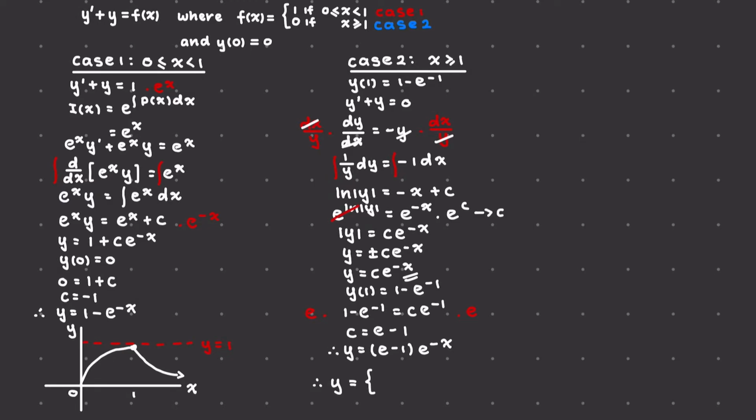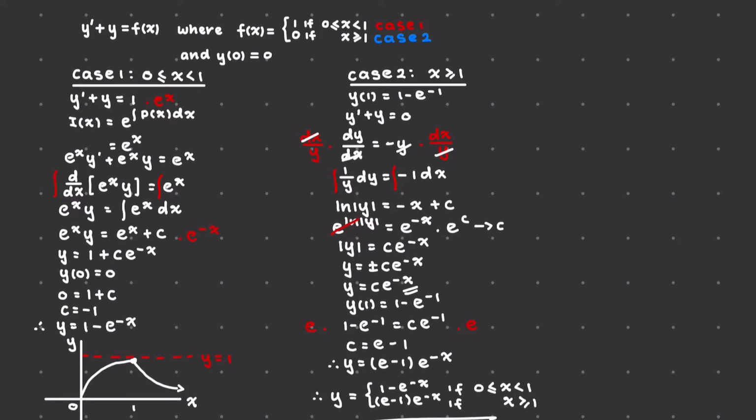So, for the first interval, or case 1, y equals 1 minus e to the negative x if x is greater than or equal to 0 and less than 1, and for our case 2, it is (e minus 1) e to the negative x if x is greater than or equal to 1. And so this is our solution to this first example of piecewise forcing functions in a differential equation.